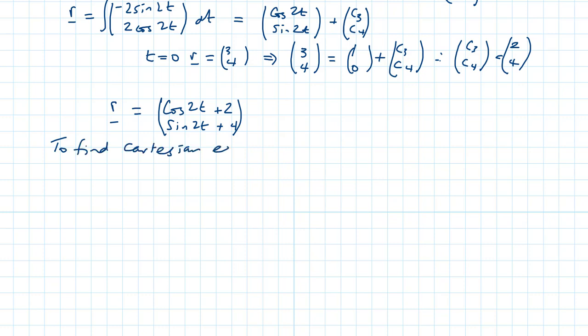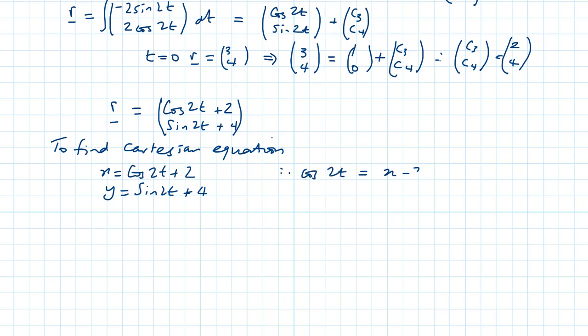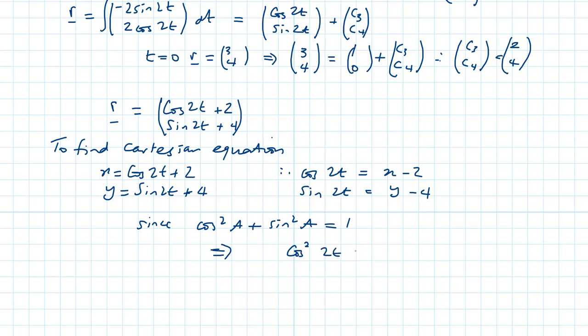And then we're going to find our Cartesian equation. Now we use a little bit of a trick here. So if you write them both out as before, what x equals and y equals, now you rearrange them both to get cos 2t equals and sin 2t equals. This is a nice little trick here because we know that cos squared of a plus sin squared of a equals 1. So if we square both sides and add them together, we know the answer is going to equal 1. So just demonstrating that here, we end up with (x minus 2) squared plus (y minus 4) squared equals 1, and there is our Cartesian equation.